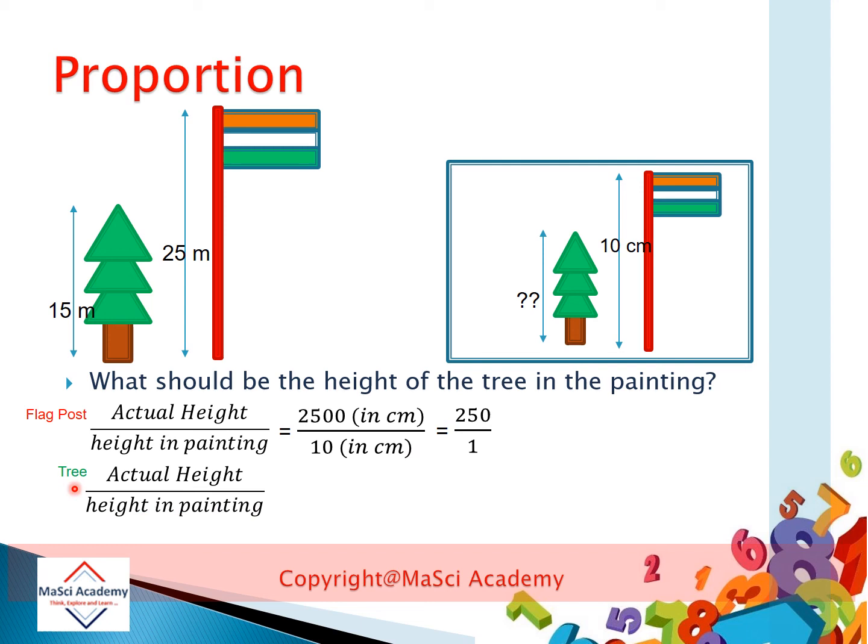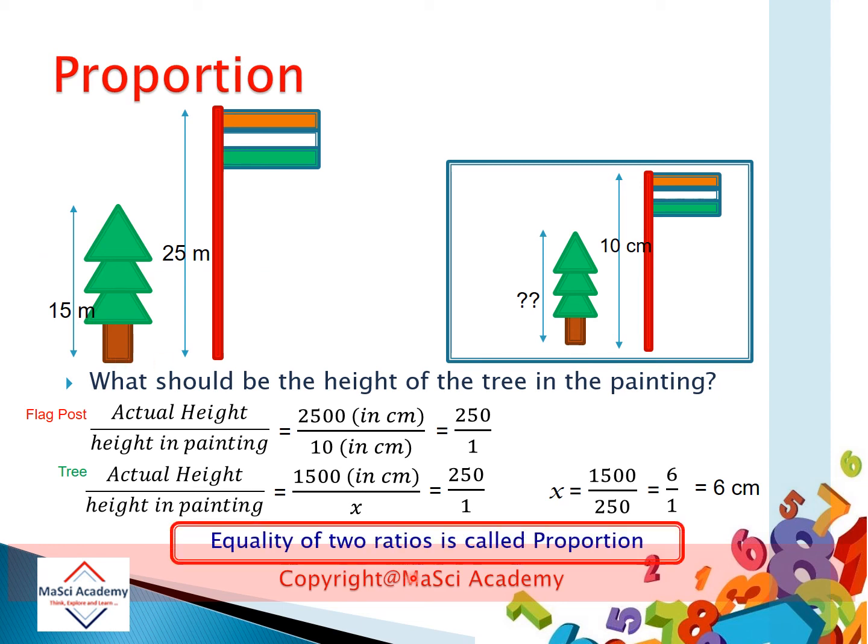Now the ratio of the actual height of tree and the height of the tree in the painting would be 1500 centimeters upon x centimeters, which should be equal to the ratio of the height of the flag post, that is 250 upon 1. On solving this linear equation, we get the value of x as 6 centimeters. So we say that the height of the tree should be in proportion to the actual height of the tree.